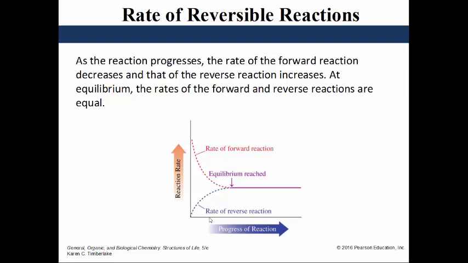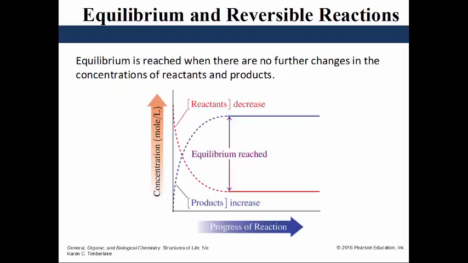And then when you're at an equilibrium, the rates of both forward and reverse reactions are equal. Neither direction is faster or slower than the other. They're both at an equal rate. That's what's happening here. When you progress with the reaction, the forward direction will get a little bit slower, and the backward direction gets a little bit faster until they meet at an equilibrium. Equilibrium is reached when there are no further changes in the reactant or product concentration.